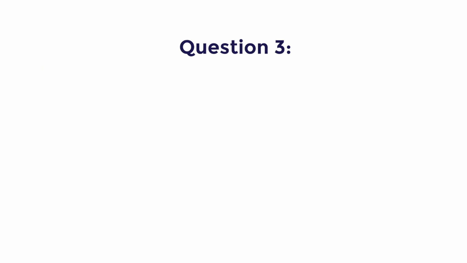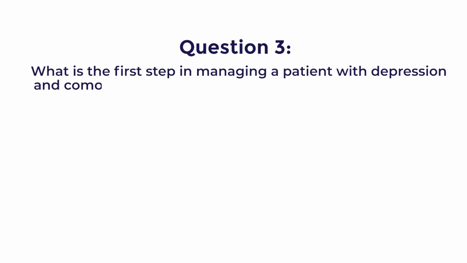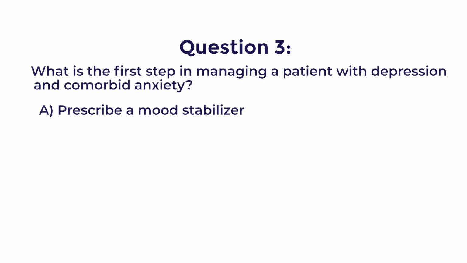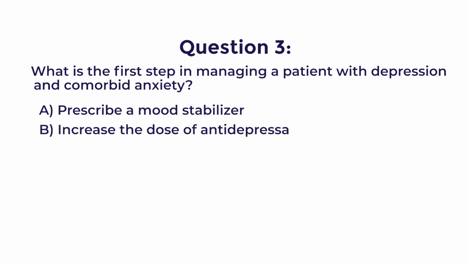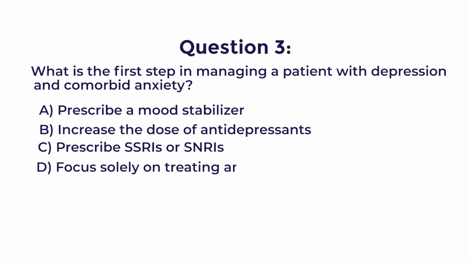Question 3. What is the first step in managing a patient with depression and comorbid anxiety? A. Prescribe a mood stabilizer. B. Increase the dose of antidepressants. C. Prescribe SSRIs or SNRIs. D. Focus solely on treating anxiety. Answer. C. Prescribe SSRIs or SNRIs.